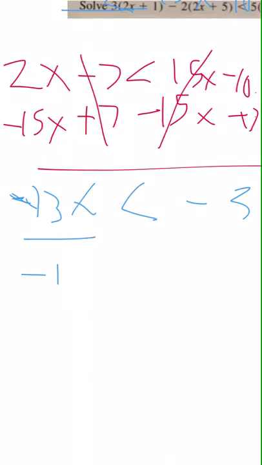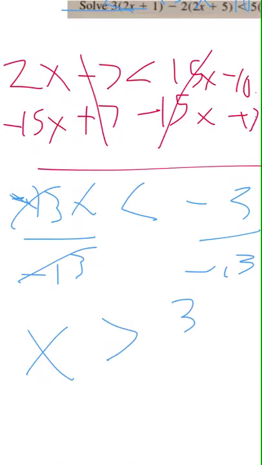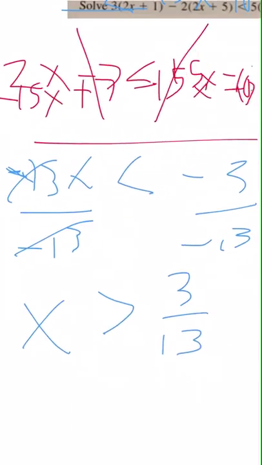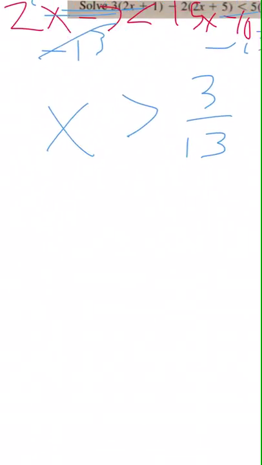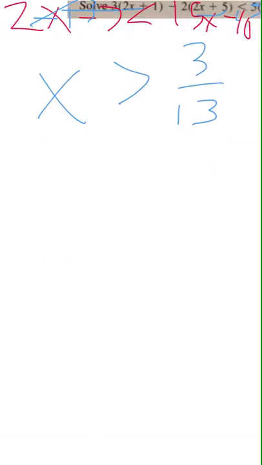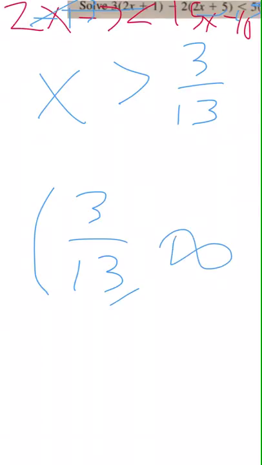So now if we divide by negative 13, the negative 13's cancel out, so you have x. Since we divide by a negative, you flip the symbol. It's greater than 3 over 13. So our solution set would be from 3/13 to infinity, and it would be a parentheses around both because it's strictly greater than. We're looking for the number strictly greater than 3/13.